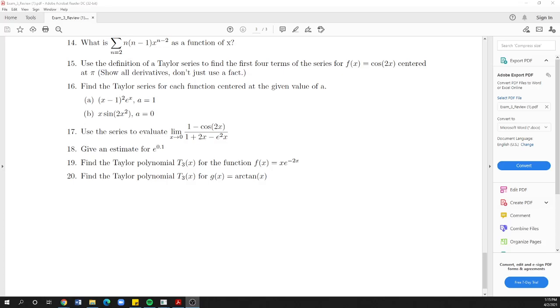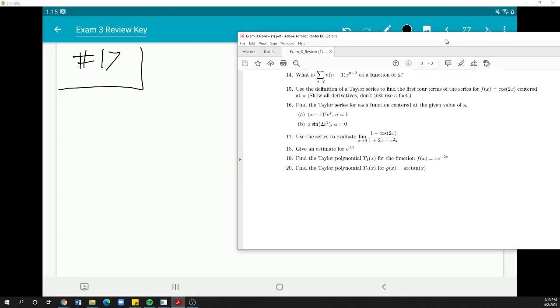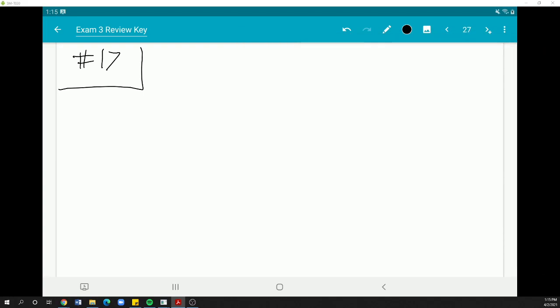Moving on to number 17. So here we're given this weird looking limit. This is fixed to be e to the 2x. Okay. So use the series to evaluate this function. So let's take a look.